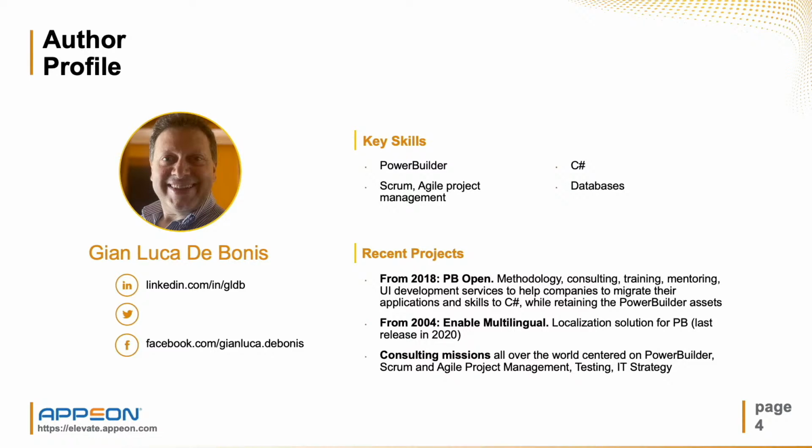My name is Gianluca De Bonis, or Gian, or Luca, Italian living in Spain. I am CEO CTO of Enable Development and product owner of the PB Open migration program. I'm an international consultant working with more than 150 customers all over the world. I've created hundreds of solutions and several products based on the Power Builder technology.